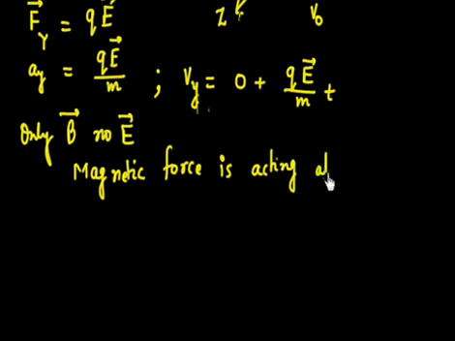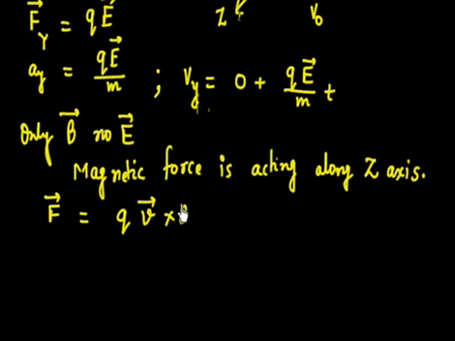Is acting along the z direction. Along z axis. Are you getting it? So this is positive z axis. So this is acting along the positive z axis. What is the magnitude? Simple. That is q v cross B. So F is equal to q v cross B, and initially this will be v naught. Now I am only interested in the magnitude part, so I can write force magnitude.